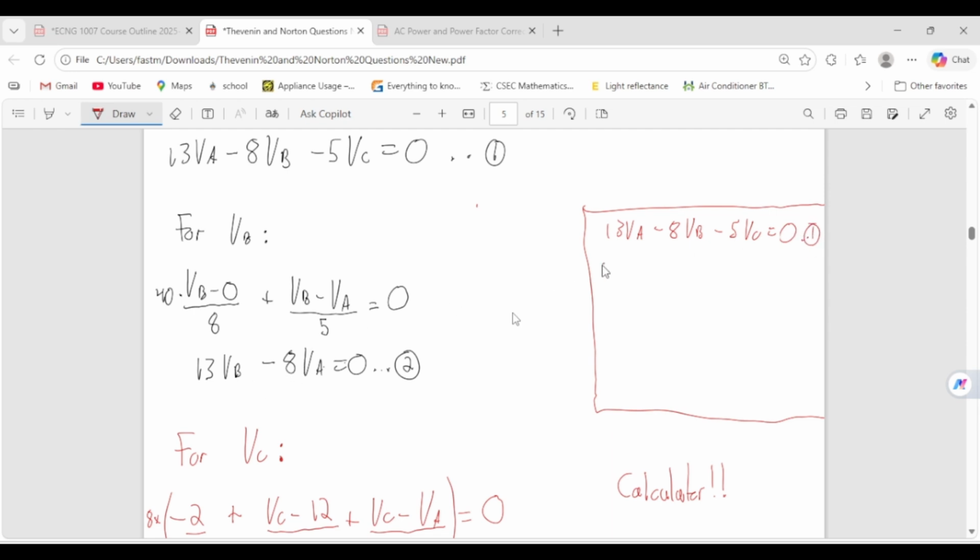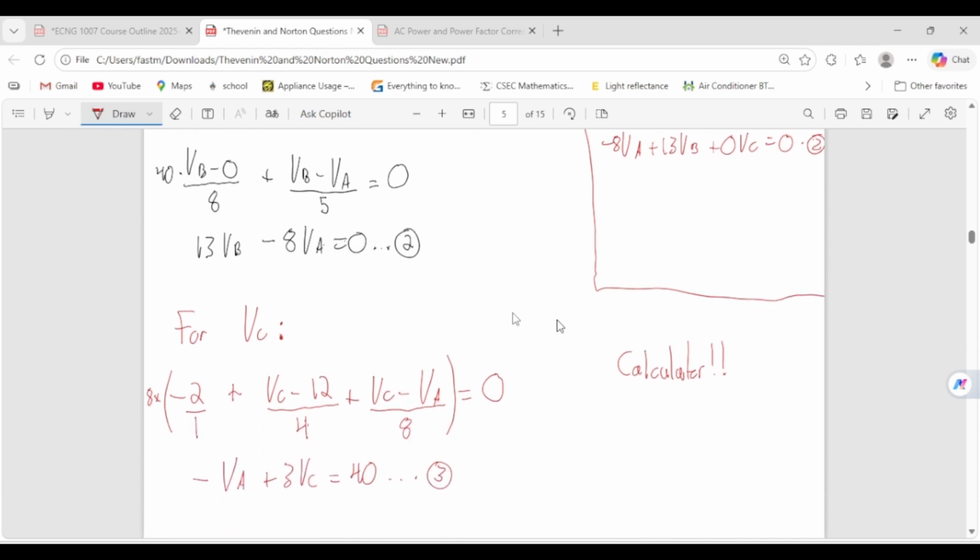And we have this one here, so it'll be minus 8 VA, then plus 13 VB, and then plus 0 VC, and that is equal to 0. Second equation. And the one at the bottom, which is basically minus VA plus 0 VB plus 3 VC is equal to 40. And that will be the third equation. So you're basically solving these simultaneously.